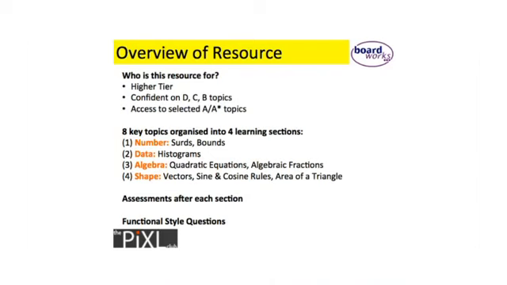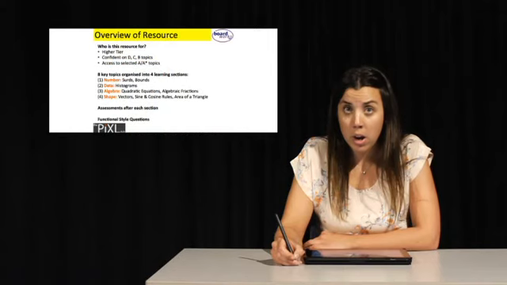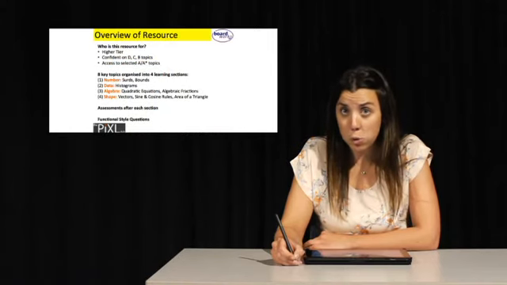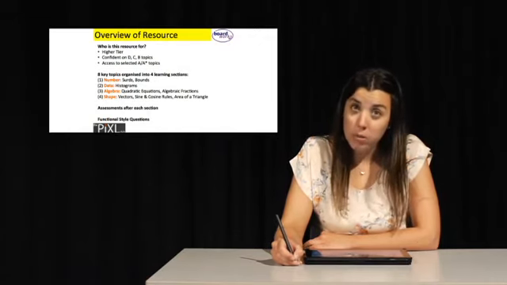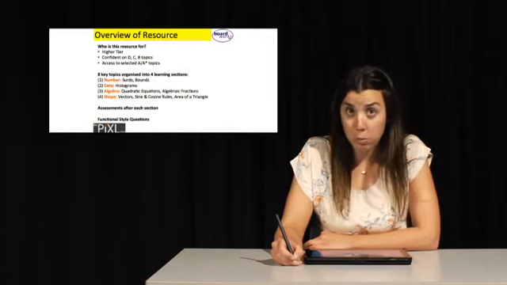Our first topics are surds and bounds, followed by histograms, then an algebra section on quadratic equations and algebraic fractions. Our last topic is on shape, which includes vectors, sine and cosine rule, and area of a triangle. After each section, there will be a short assessment for you to complete, and within each section, there will be functional style questions for you to practice.